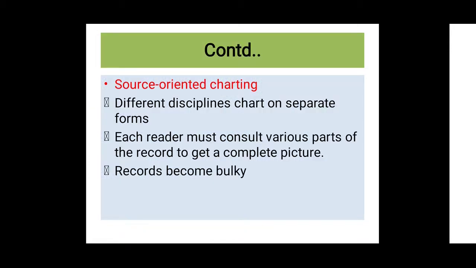Source-oriented charting. Different disciplines chart on separate forms and each reader must consult various parts of the record to get a complete picture. Example like nurse's record in the nurse's note and doctor's record in the physician note. They have their separate notes and this kind of records become bulky.